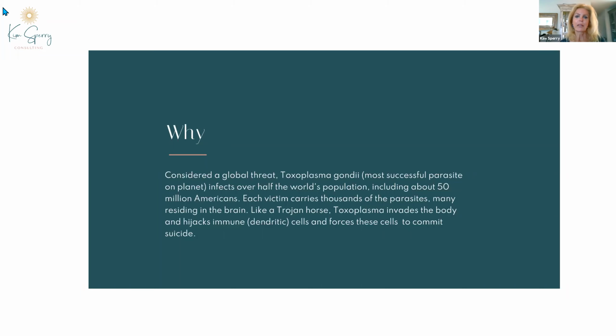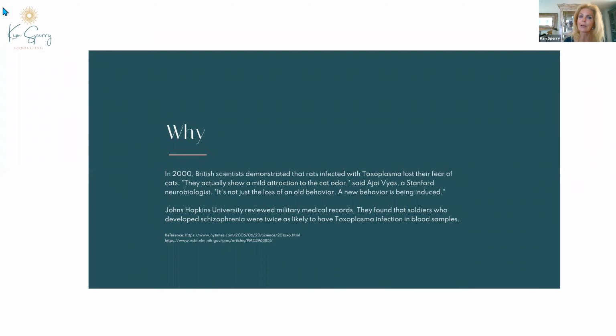Now, speaking of parasites, Toxoplasma gondii is considered the most successful parasite on the planet. It inhabits over half of the world's population, including 50 million Americans. Each victim carries thousands of parasites, many in the brain. Toxoplasma gondii has the ability to cross the blood-brain barrier, and it forces our brain cells to commit suicide. That's so scary. And again, you wonder, are any brain-related issues these days related to Toxoplasma gondii or some type of pathogen or microbe? Something to think about.